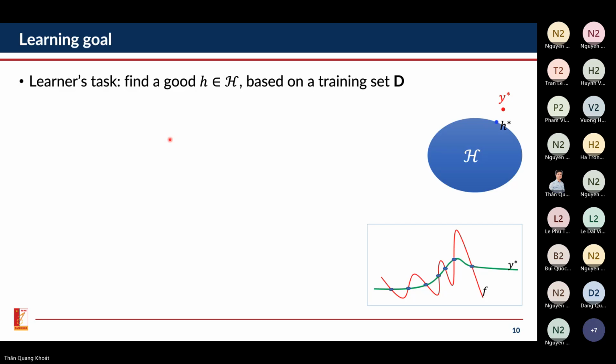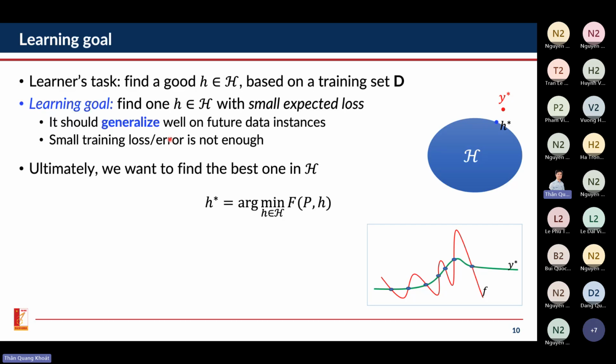Okay. And of course, when we train the models, we are trying to find one specific member in a family H that minimizes the population error, sometimes we call this the test error. That is the ultimate goal of the training process.